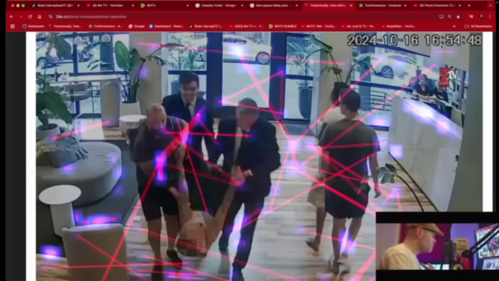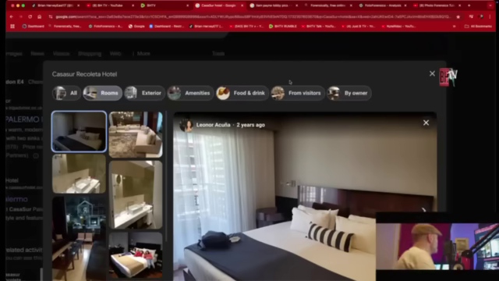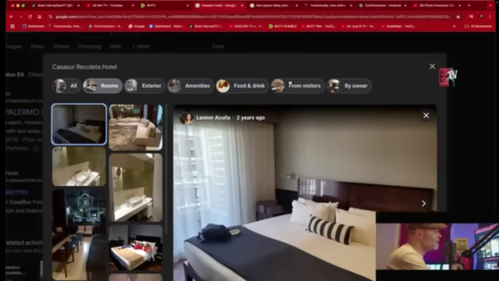Now, what I'm going to say is I don't believe he was ever in this hotel. And I'll tell you why. Yeah, I believe there is another hotel, and it's another Casa Sur Recoleta. Casa Sur Recoleta Hotel.